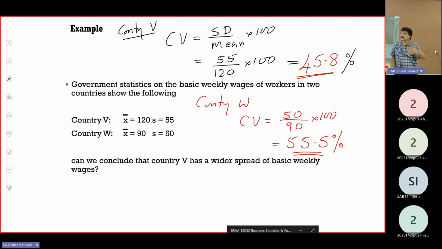CV value high means the spread is more. So according to the CV value, country W is having a wider spread. But they are asking us, can we conclude country B has a wider spread? Answer is no. Why? According to the CV value, country W is having a wider spread.